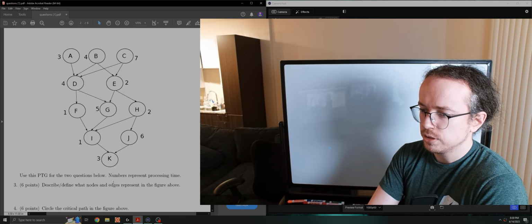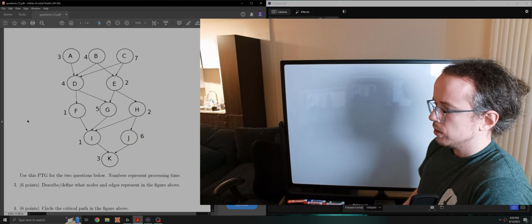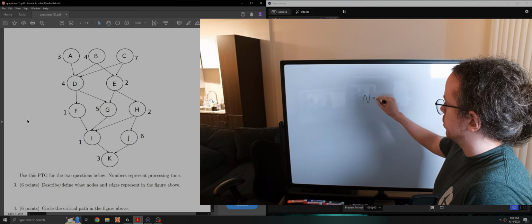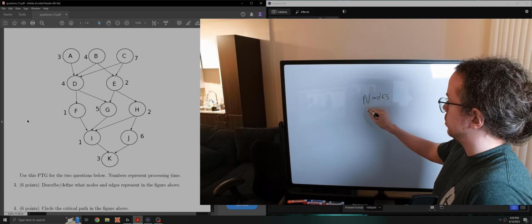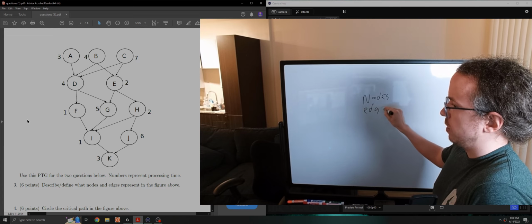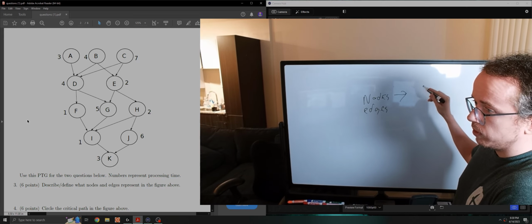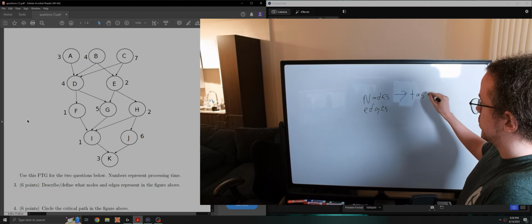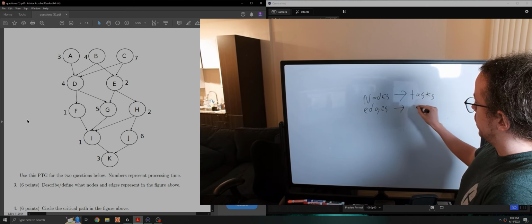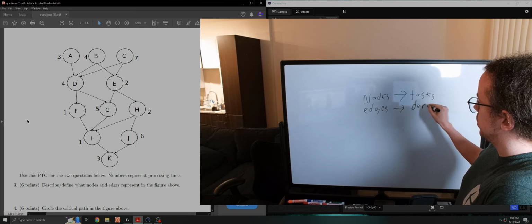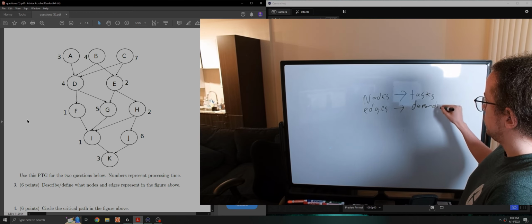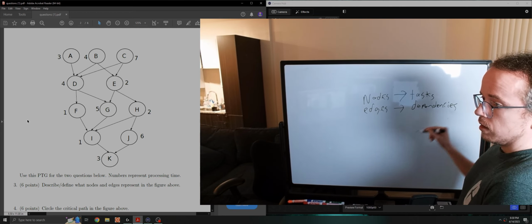So the next question for 3, this is straightforward. What are the nodes and the edges in a parallel task graph? We've done a lot of these, so hopefully by now you know that the nodes are the tasks. The edges are the dependencies.